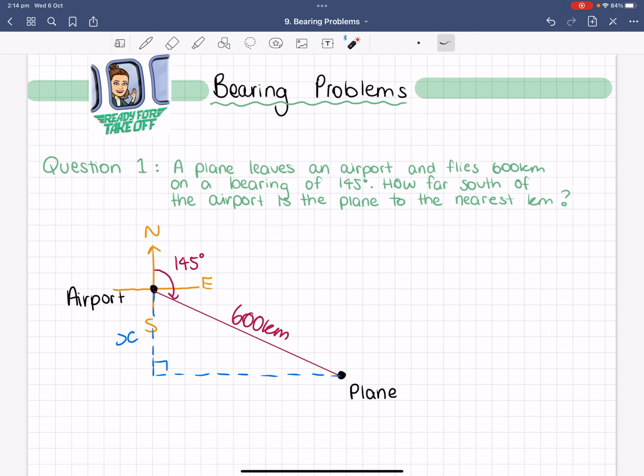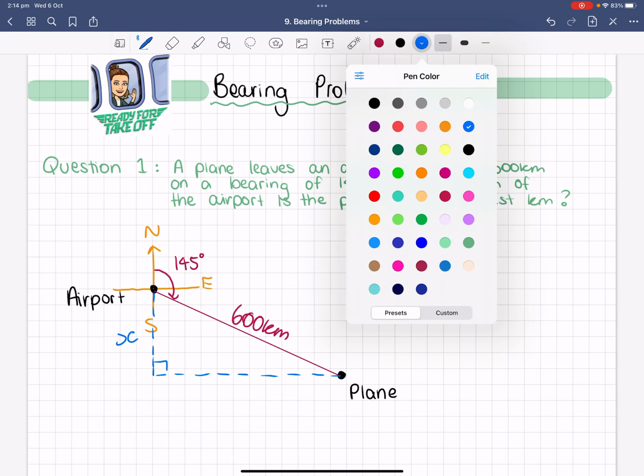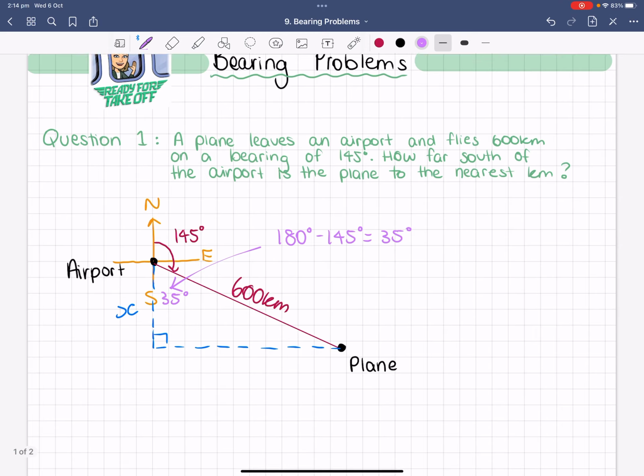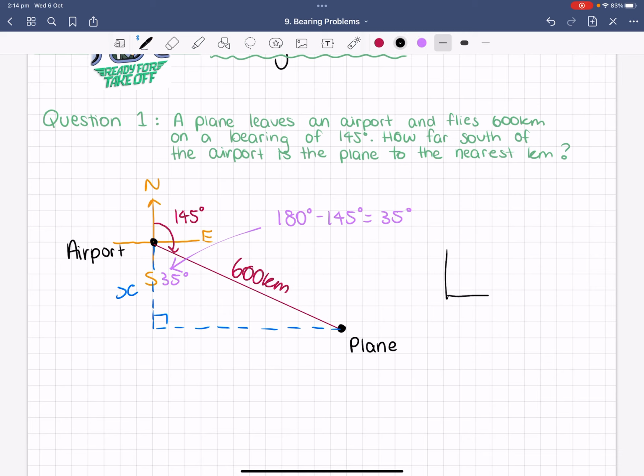But first of all, we're going to need an angle. We can find this angle in here because that whole angle is 180 degrees. And what we can do is just go, that angle right there is 180 minus 145, which gives us 35 degrees. And now we've formed a triangle where that's 600, we've got X, and that's 35 degrees.